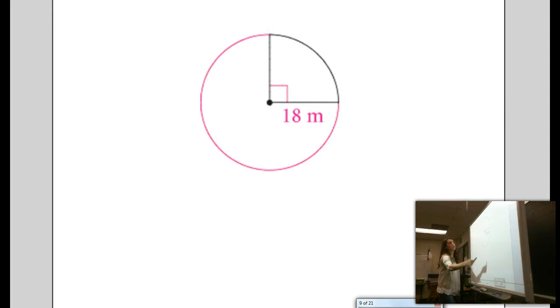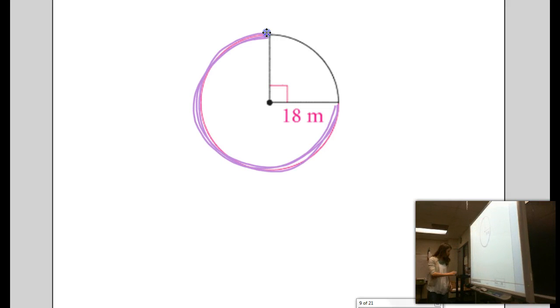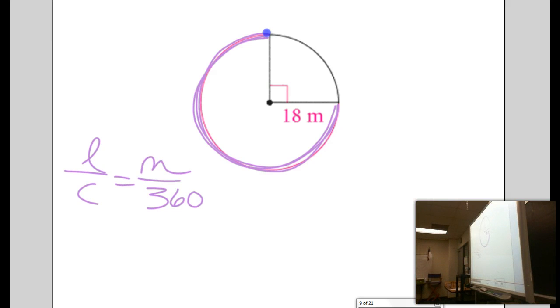Next one. Arc length, the purple arc. Look at yours compared to his. Ooh, good job. Same time. No, you used the wrong angle. Yes, I love it. Thank you for not making the same mistake twice in a row. Good job.